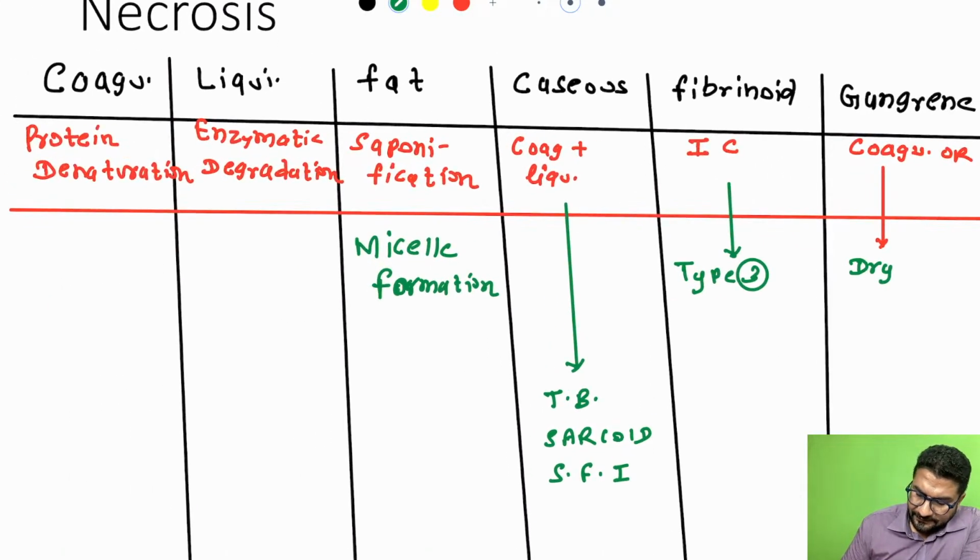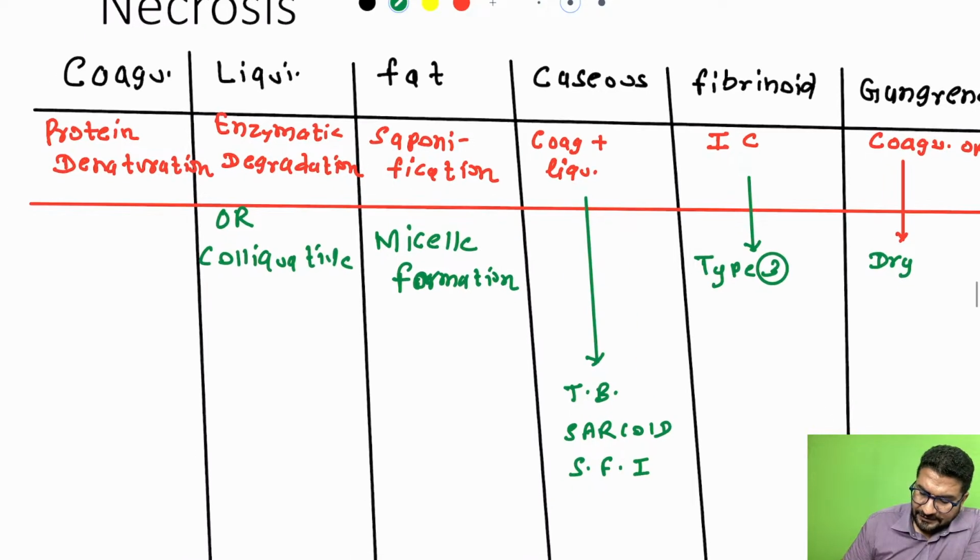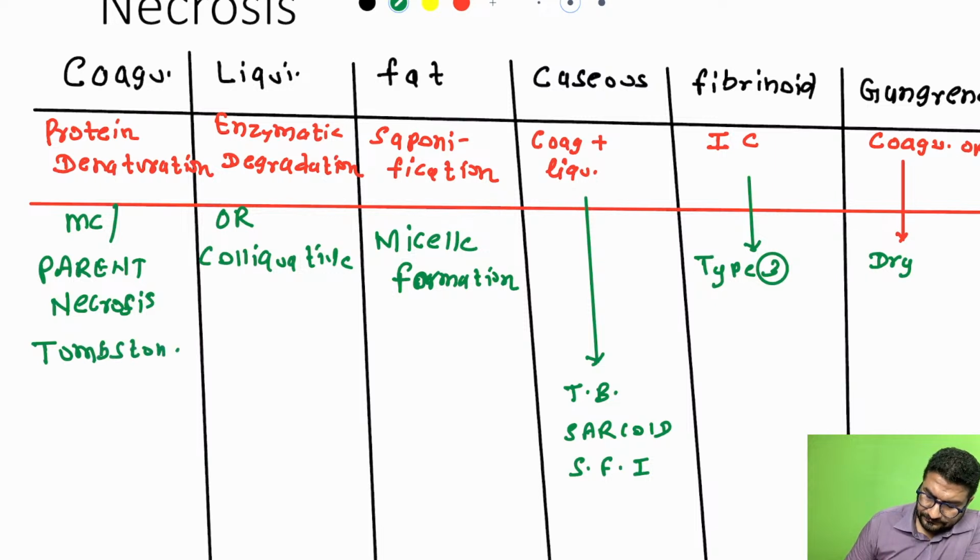If you talk about liquefactive, इसका जो दूसरा नाम होता है वो आपको याद रखना है. We call this colliquative necrosis. And coagulative, this is the most common type. We also call this parent necrosis. इसको और क्या बोलते हैं? Parent necrosis. Then you can notice a few more features in coagulative. You will notice tombstone pattern. And you can notice ghost body.